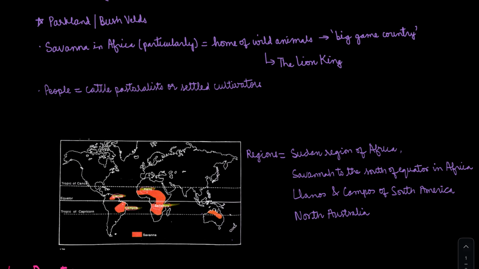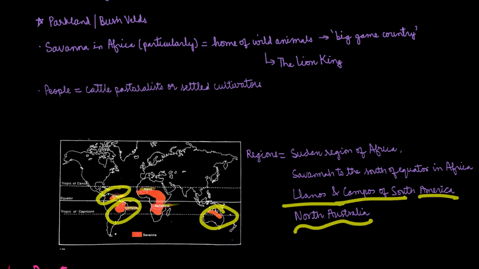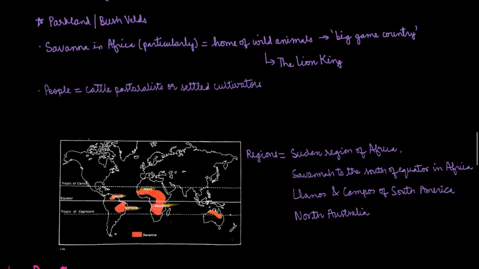These are the regions which basically have the Sudan type of climate. The Sudan region of Africa is over here. This is Sudan, and this is the Sahel right next to it. So savannas to the south and north of the equator in Africa, then the Llanos and Campos in South America, and North Australia. These are the regions which have savanna type of climate.